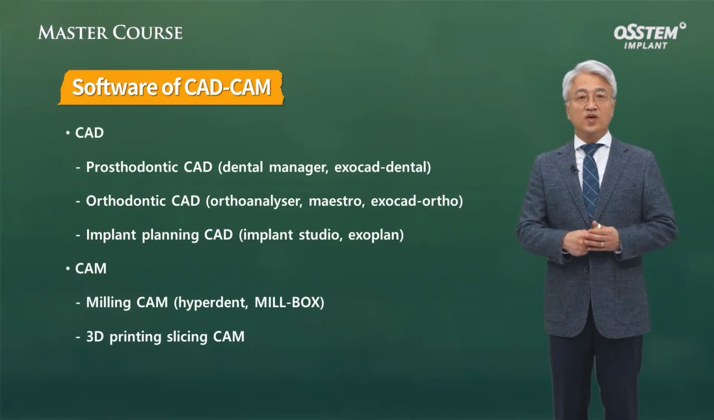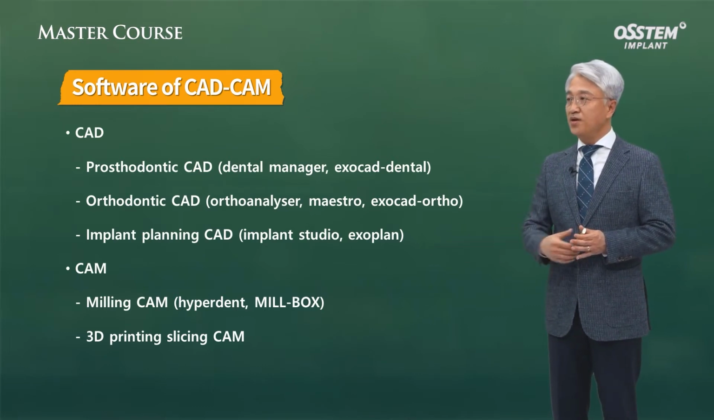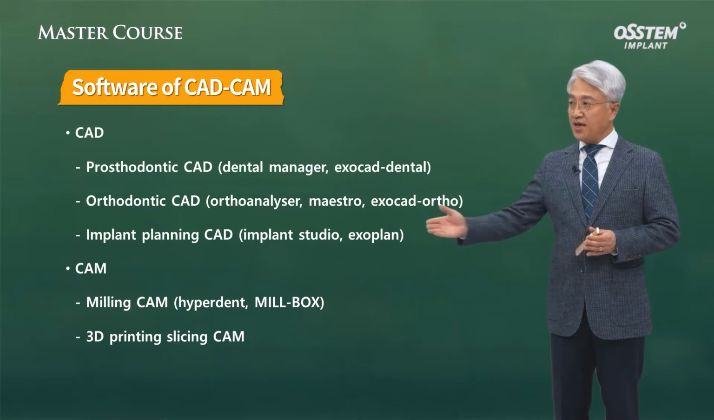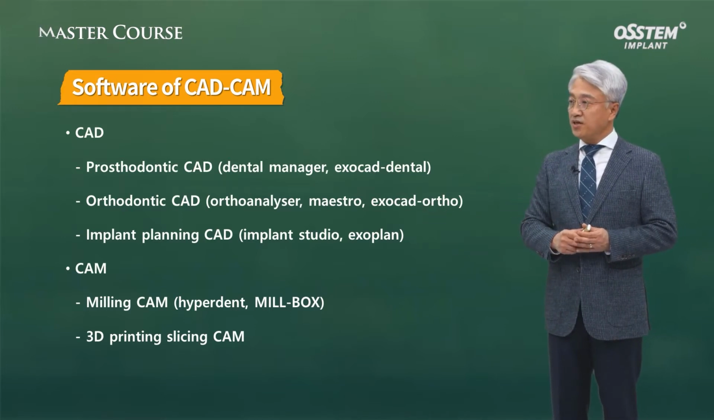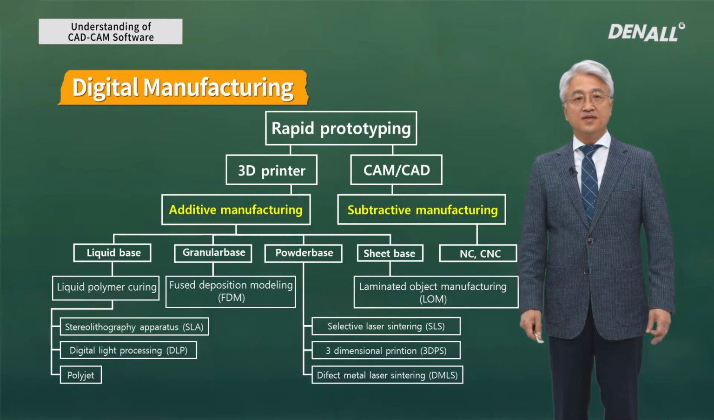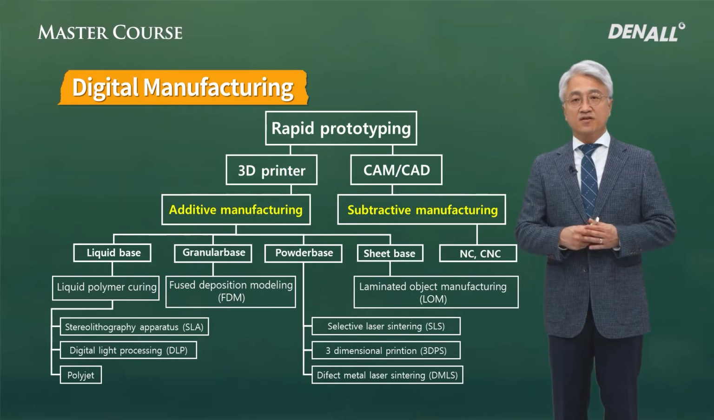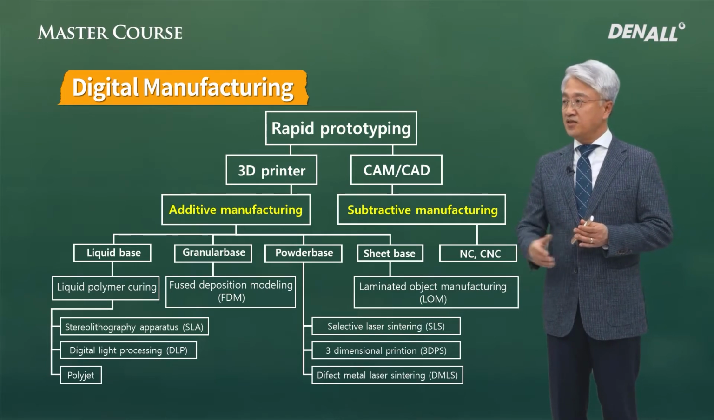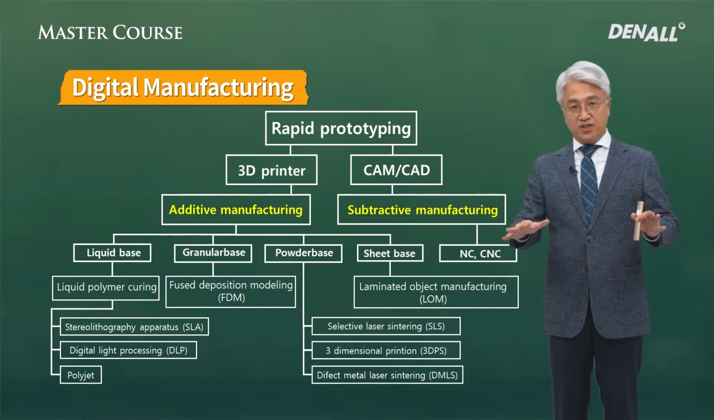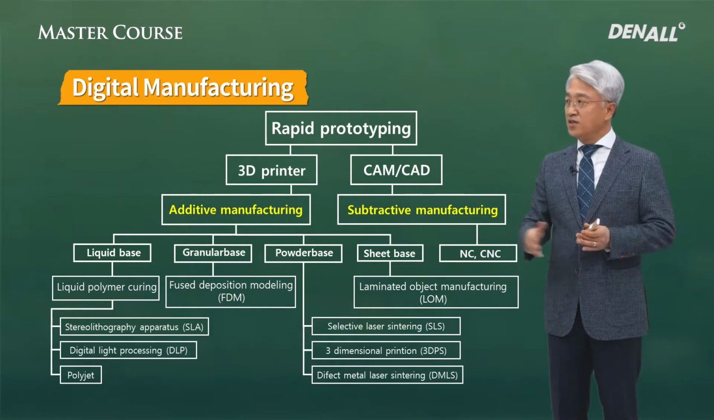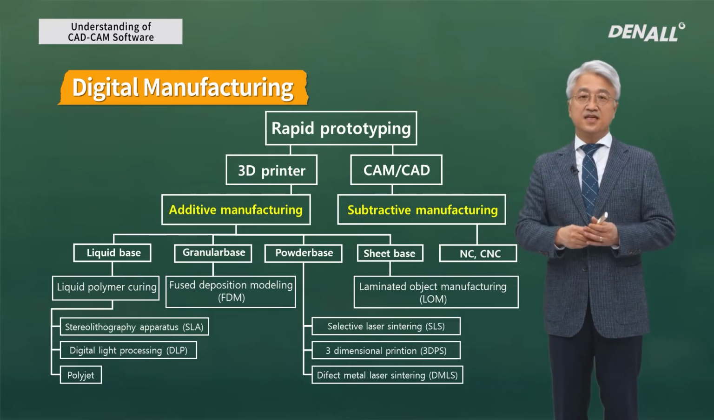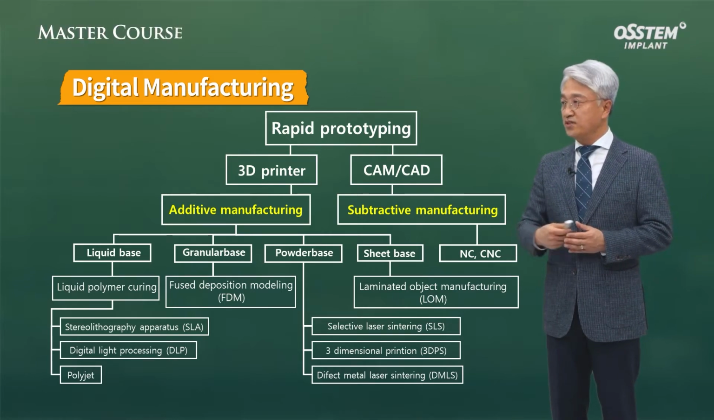CAD-CAM software can be divided into various types, but it can be largely divided into CAD software and CAM software. In CAD, you can work on prosthodontics, orthodontics, and implant planning, and CAM software manipulates the milling machine. It also handles a slicing process for 3D printing. In digital dentistry, the ways to come up with a prosthesis can be divided into additive manufacturing and subtractive manufacturing. In additive manufacturing, you build up materials to fabricate the prosthesis. On the other hand, the subtractive method requires a CNC milling machine to fabricate the prosthesis using a burr. This is how it's divided.